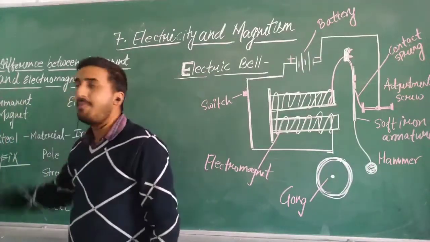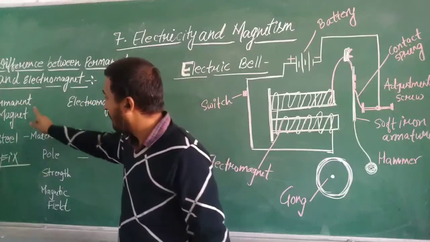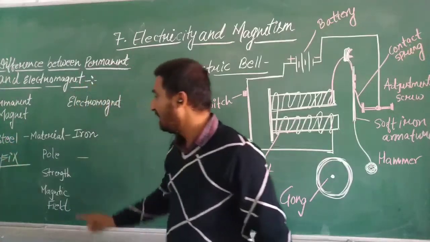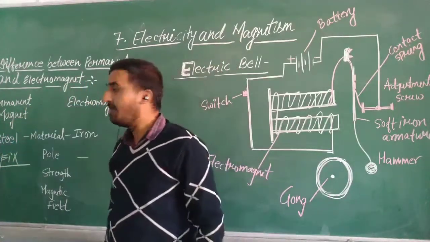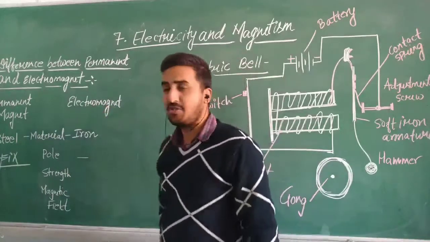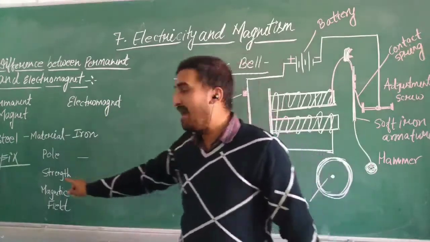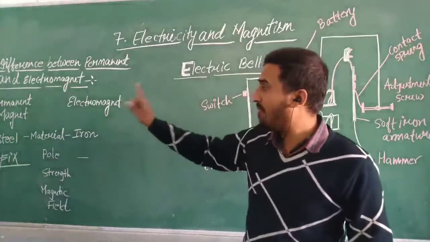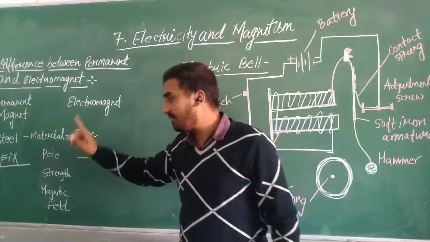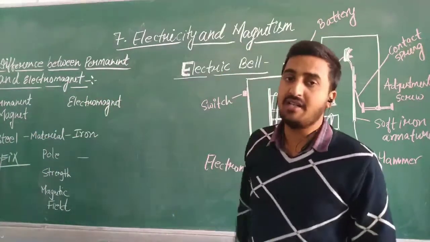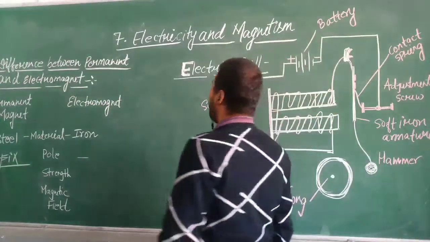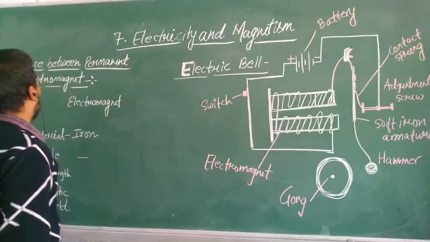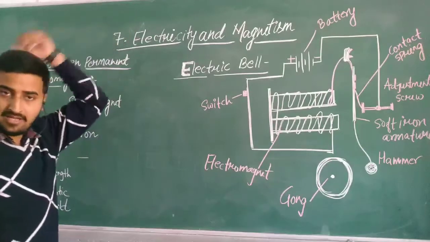So the material of permanent magnet is steel. Poles in case of permanent magnet are fixed. Strength in case of permanent magnet is fixed, but in case of electromagnet, it is variable. Magnetic field in case of permanent magnet is fixed, but in case of electromagnet, it is variable. So these are the differences between permanent magnet and electromagnet.